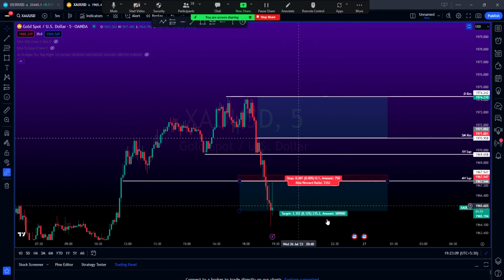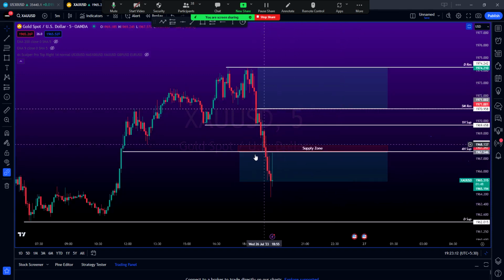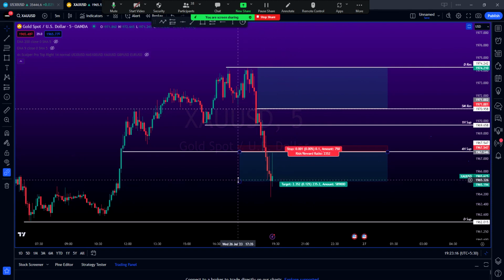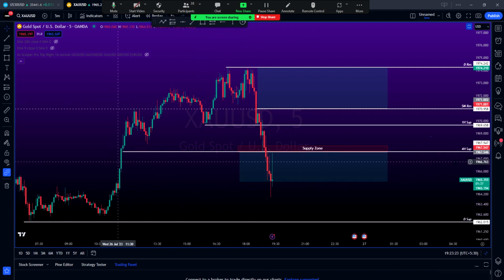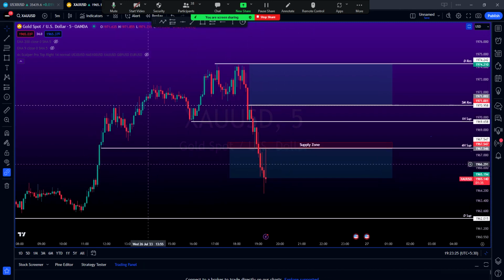Okay, good rejection on gold. This is the power of supply and demand. Supply flips to demand, demand flips to supply. I've been saying this for the past couple of days. If anyone tells you otherwise, they don't know shit about these markets. So don't fall into that trap. Know your levels, and we try to keep it as real as we possibly can over here at Forex.